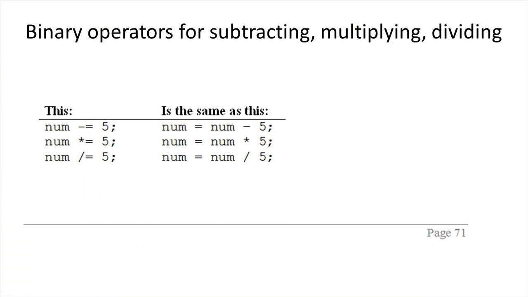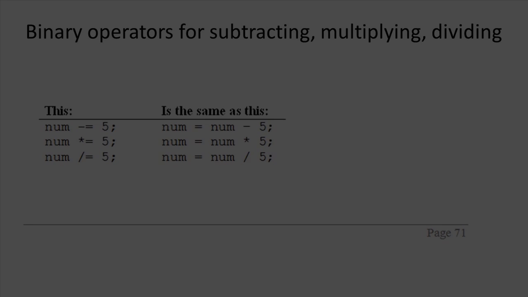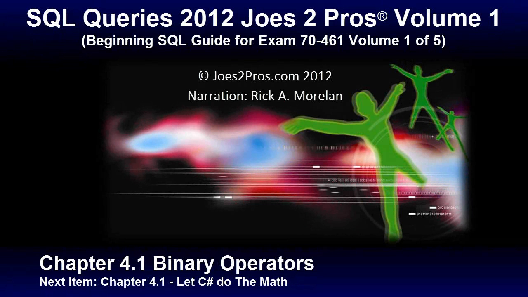You can do this with other math operators. Here are the binary operators for subtracting, multiplying, and dividing from page 71 of the C# book. That will do it for Chapter 4.1 on binary operators. Our next item, Chapter 4.2. Let C# do the math.